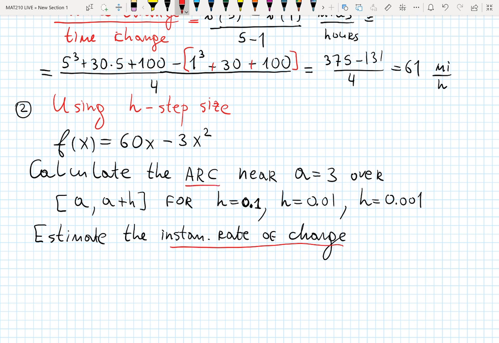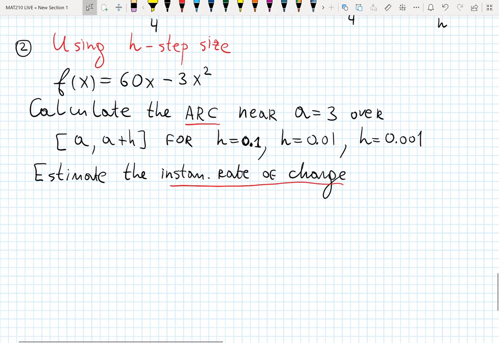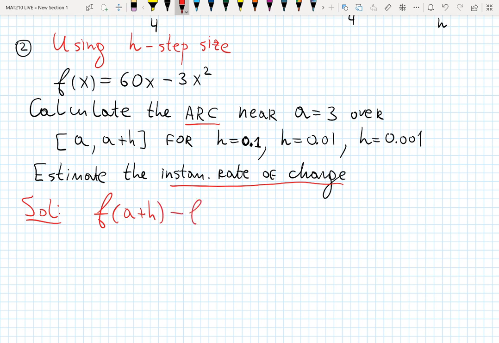So first find the average rate of change, and then you will see a pattern. If you see a pattern, you can estimate the instantaneous rate of change. We're going to use the formula here. Solution. We're going to use f of a plus the step size, minus f of the original point a, over h.